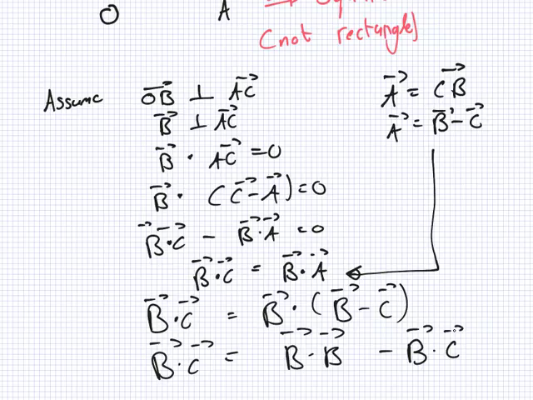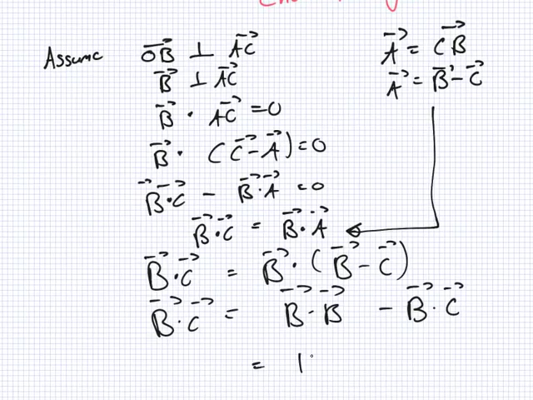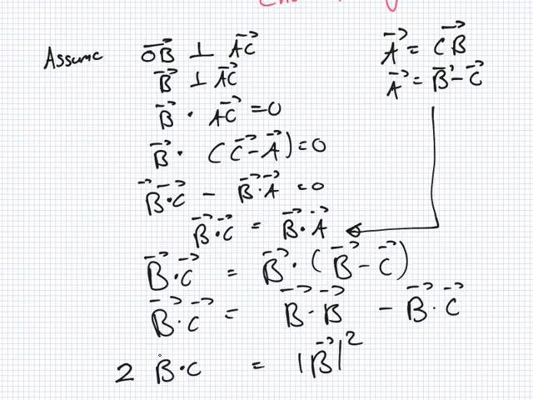B dot B is the magnitude of B squared. And that's 2 B dot C. Okay, I feel like I have to do something with the C now.